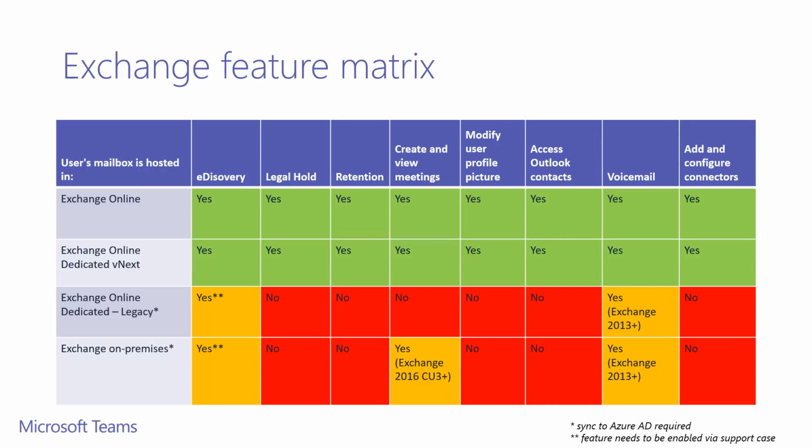Here we see an Exchange feature matrix that details what features are available based on where the user's mailbox is hosted. So for example, the first two rows showcase a user's mailbox being hosted in Exchange Online and Exchange Online Dedicated vNext. In both of these platforms, all of the features that we have in the table are available. If users are hosted in Exchange Online Dedicated Legacy or Exchange On-Premises, you will see a number of features that are not currently supported between Microsoft Teams and Exchange.